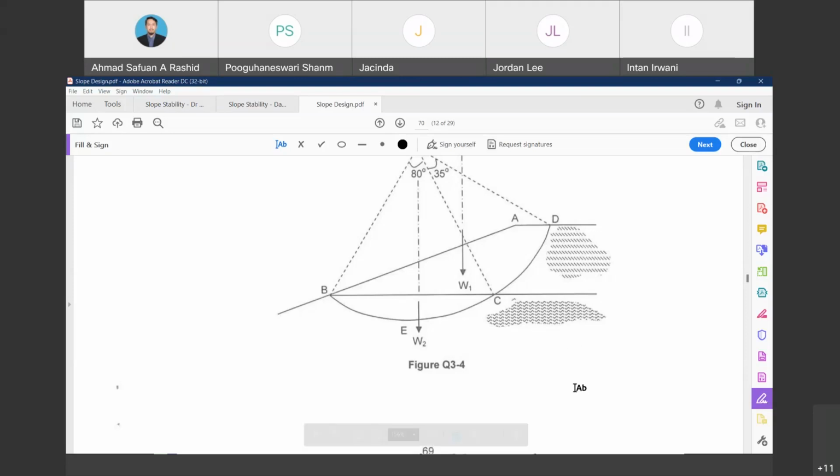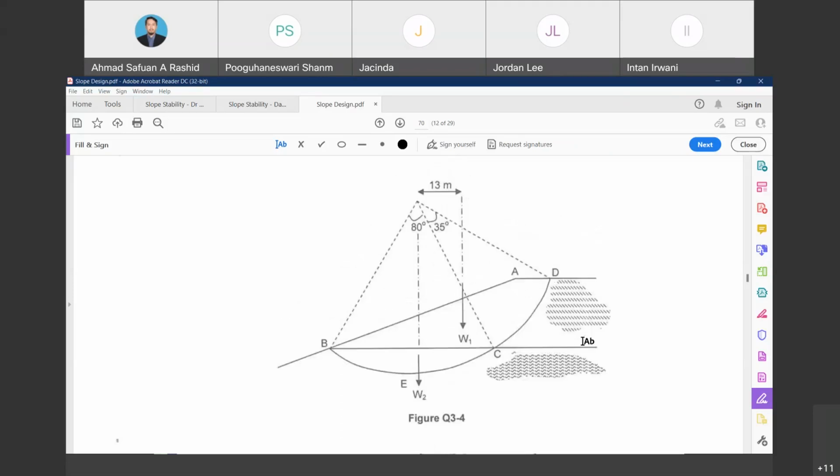At the end, normally we use the method of slices, but I just want to show some examples that have been published in reference books. So in practice, normally we use the method of slices, or using a numerical tool. But at least you know that there are some approaches that have normally been used and published.